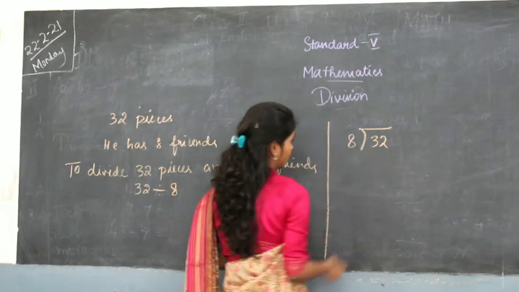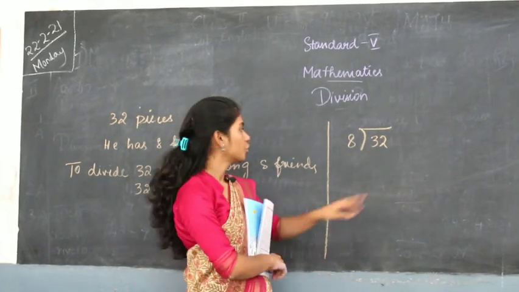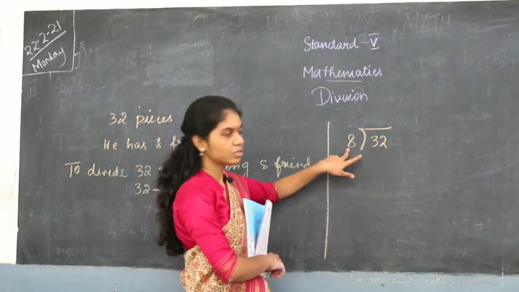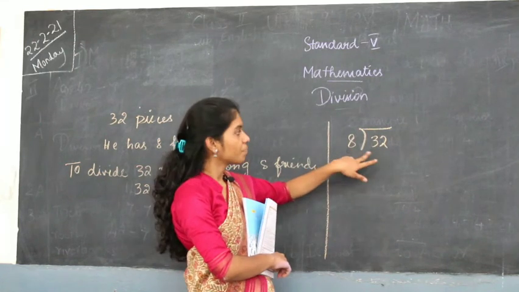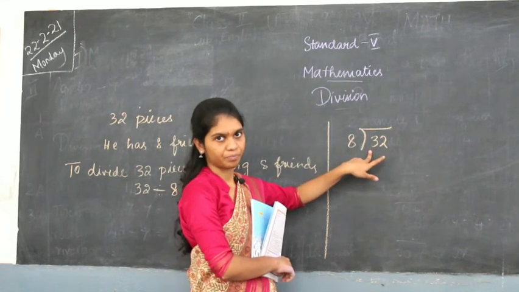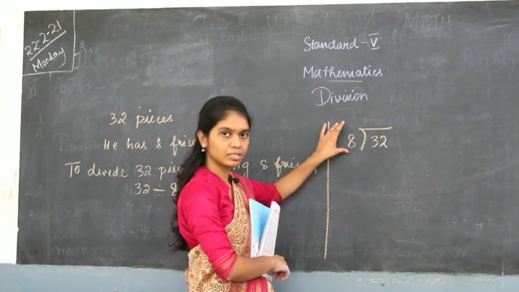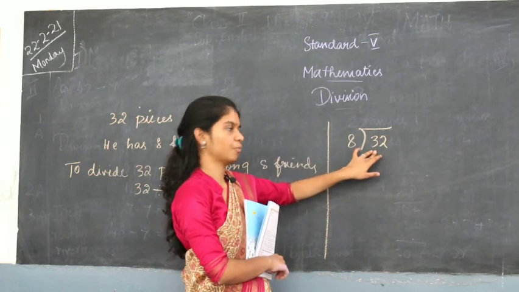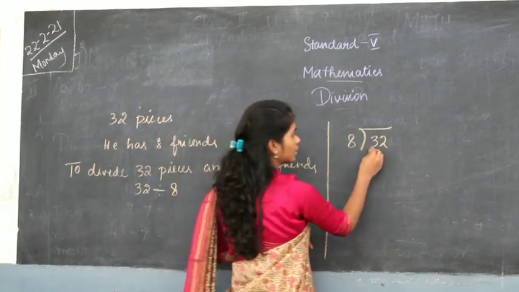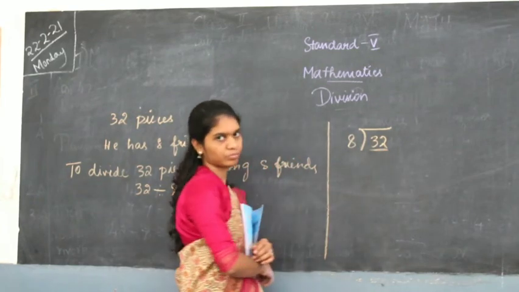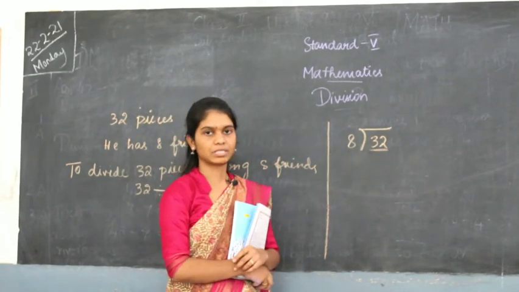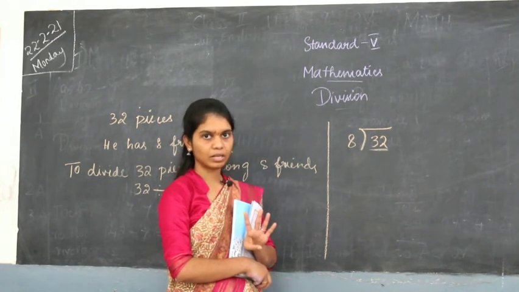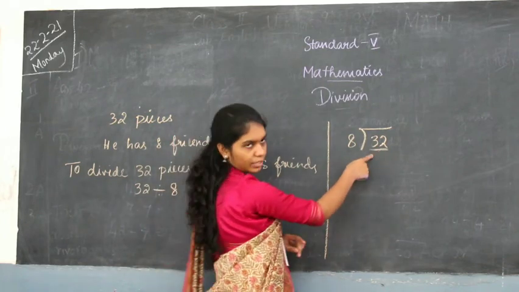32 divided by 8. So what you are going to do is you are going to look into the first number, which is 3, right? And look into this number 8, right? So 8 is greater than 3, but if this one is smaller, then you can take this, because you have to subtract, right? So you cannot take it now. So what you will do is you will consider both terms, 32, and you start telling 8 tables. 8 ones are 8, 8 twos are 16, 8 threes are 24, 8 fours are 32. Right. 32 is your answer.